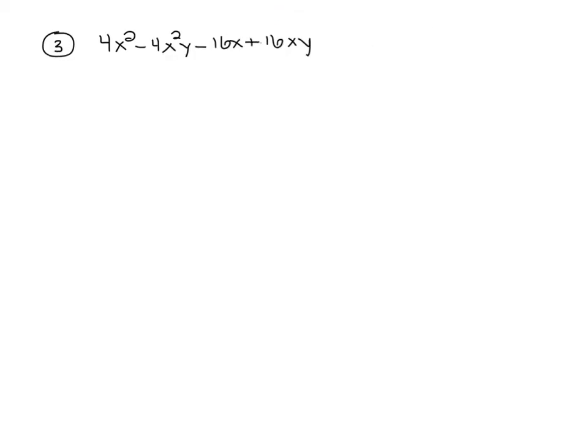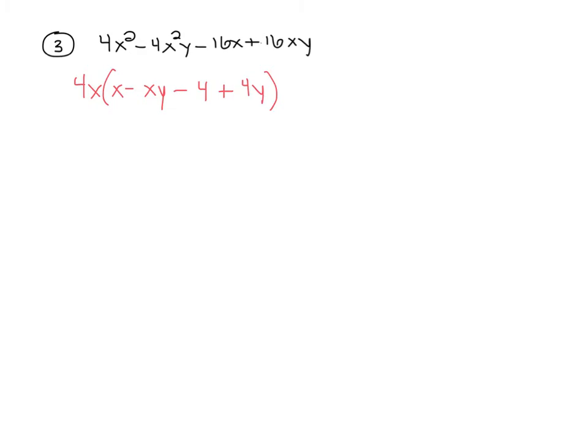Number 3 asks us to factor, and when you factor, you always want to factor completely. Now, if you look at all 4 terms, you can actually pull out a 4 as well as an x. So that's what I'm going to do. I'm first going to pull out the greatest common factor. When you pull out a 4x, you're left with x minus xy minus 4 plus 4y. Okay, so all I did was I went through and just pulled an x out of each term.